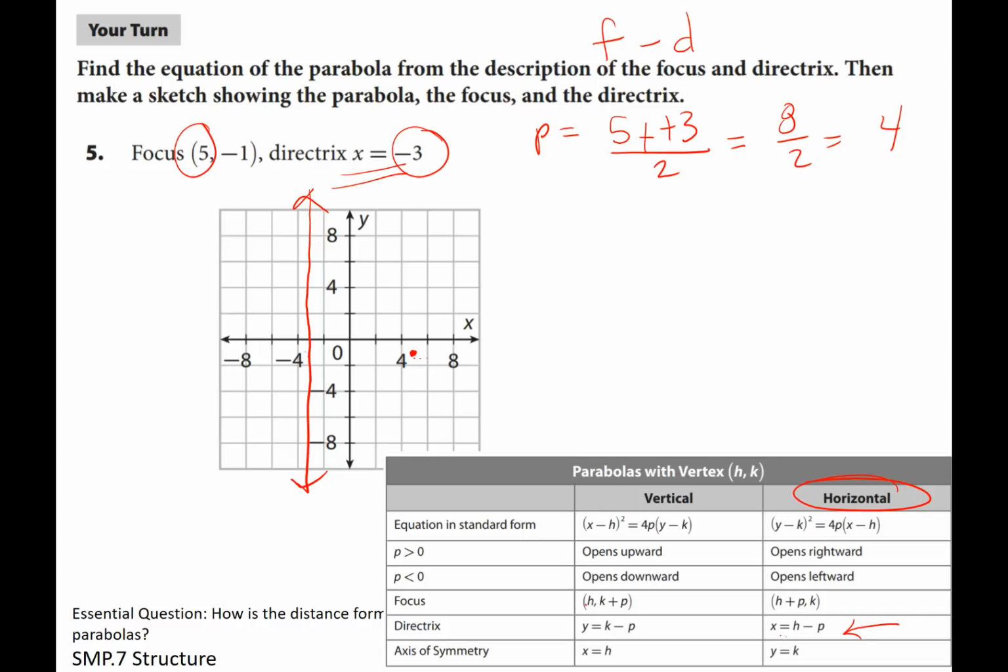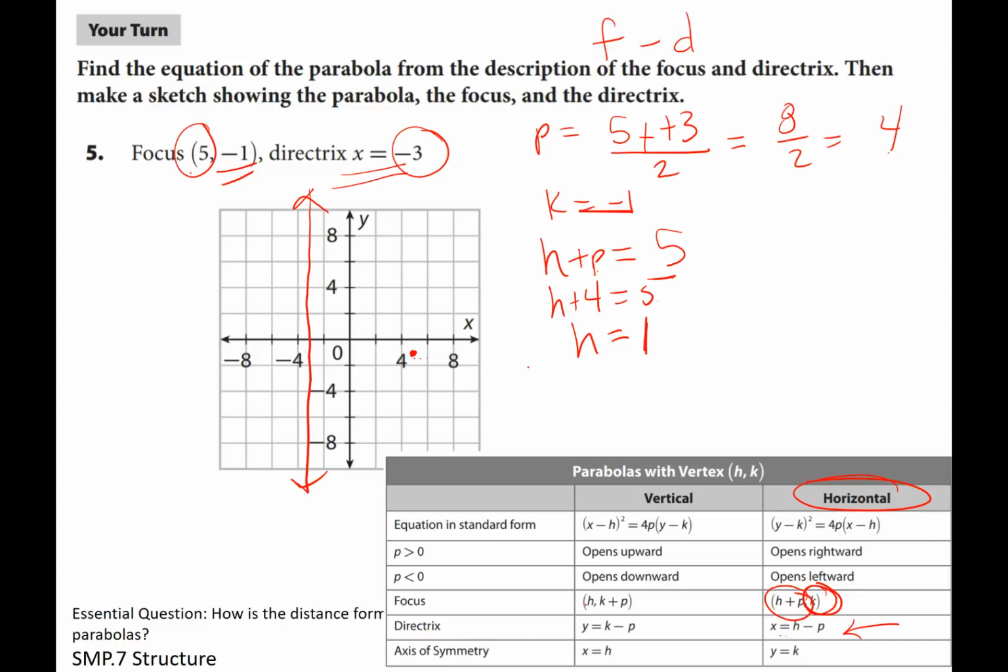Then I need to find my k value, because the k value is easy since I can just read that right out of the focus point. So k is equal to -1. And then the h value: I know that h plus p is, in this case, the x coordinate of the focus. I'm going to plug the p value that we calculated in. So h plus 4 equals 5. Then we subtract the 4 from both sides. So 5 minus 4 is 1.